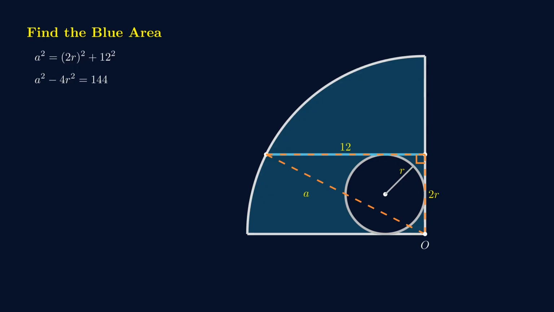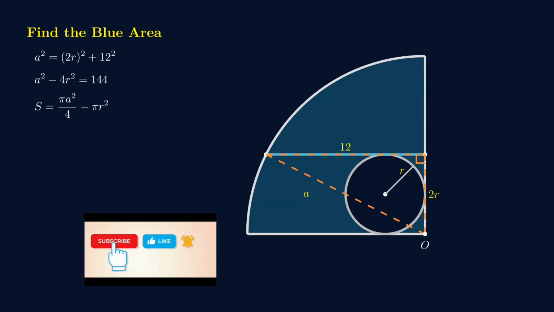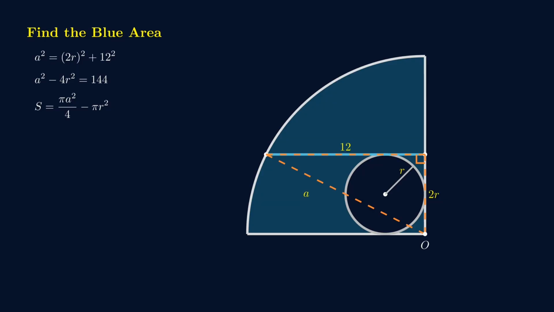Now keep that in mind. We're not solving for r, we don't need to. That's important. Because what we actually want is the blue area. The blue region is the area of the quarter circle minus the area of the small circle. So the quarter circle area is pi a squared divided by 4. And the small circle area is pi r squared. So the area S equals pi a squared over 4 minus pi r squared. Factor out pi: S equals pi times (a squared over 4 minus r squared).